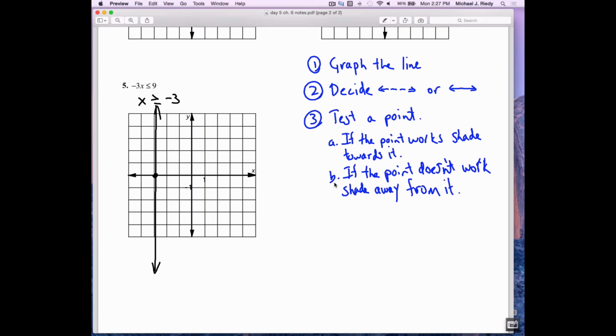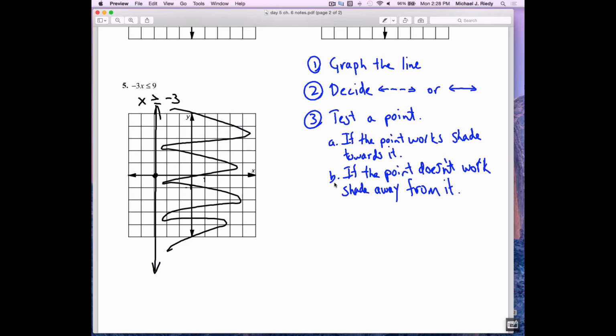What point do you want to test? -1. Just -1 isn't a point. -1, comma 0. Why do you want to make your life so difficult? Pick something easy. 0, 0. 0, 0 is pretty easy. How about 5, 5? 4 million, 4 million. You can test whatever you want, but pick something easy. Let's put 0, 0 in there. Is 0 greater than or equal to -3? Yes, it is. So therefore we shade towards the point we tested.